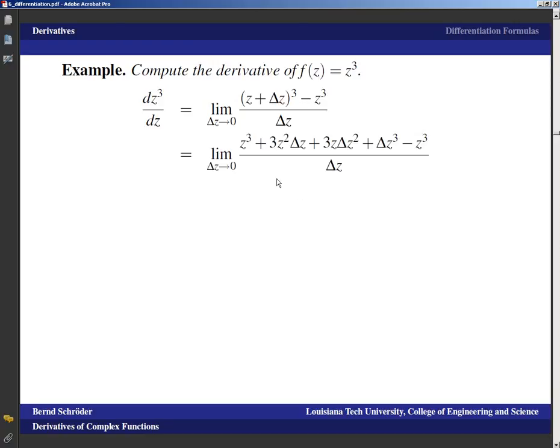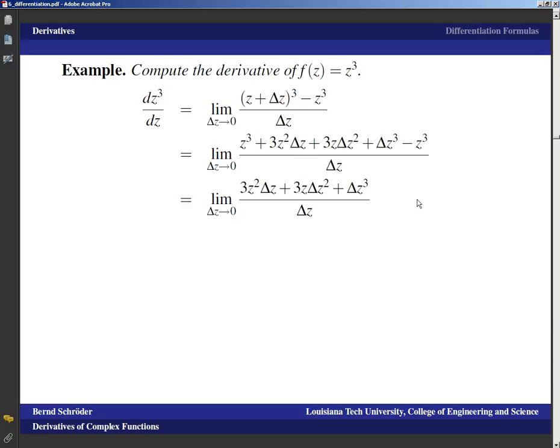First step, we multiply out the parentheses, so for cubes we get z cubed plus 3z squared delta z plus 3z delta z quantity squared, I guess, plus delta z cubed, because delta z is considered a compound symbol. You typically don't put parentheses around that. The minus z cubed is still from the top, and then we divide by delta z. The z cubed and the minus z cubed go away. That leaves us only with terms containing delta z in the numerator, which is what should happen if the derivative can be computed.